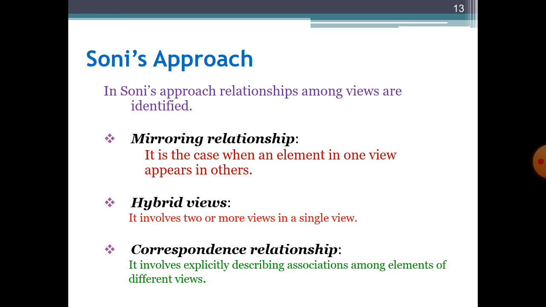In this approach, relationships among views are identified: the mirroring relationship, the hybrid view, and the correspondence relationship. These are the three different relationships among views that are identified. Mirroring relationship is used when an element in one view appears in others, while a hybrid view is utilized when two or more views are involved in a single view. And the correspondence relationship involves explicitly or clearly describing associations among elements of different views. So these are the three different relationships among views identified in this approach.